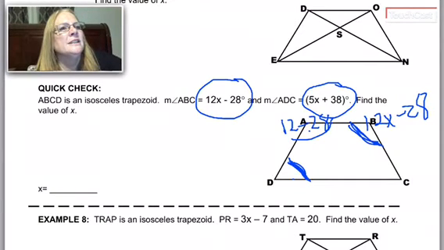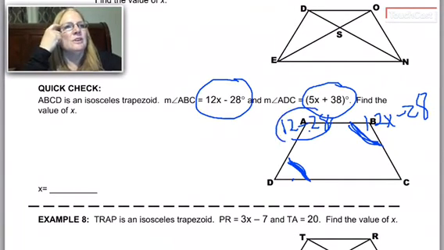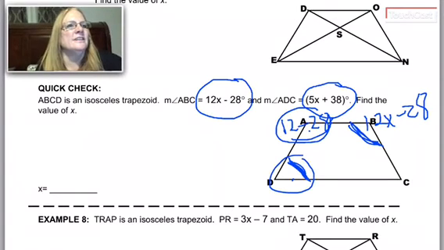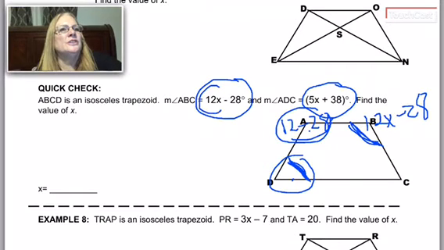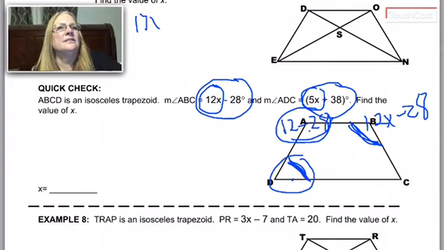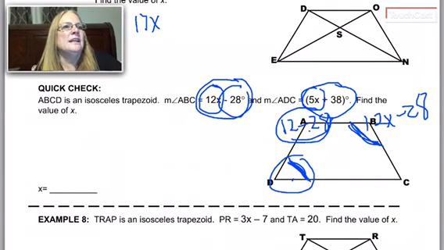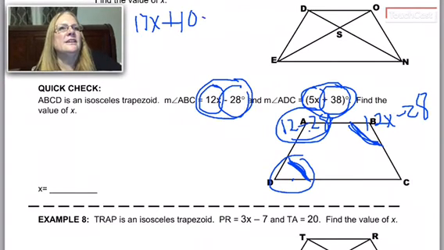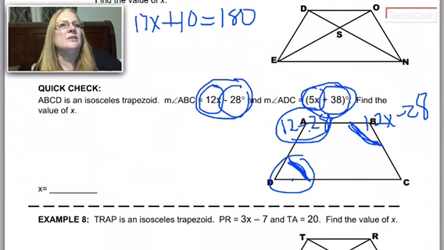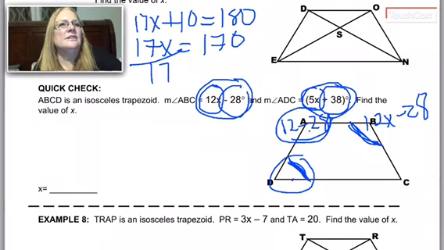And an upper base and a lower base are supplemental. So I know that I'm going to add this to this and set it equal to 180. So just to save space, let's add 12x and 5x, and we get 17x. And add negative 28 and a positive 38, that's going to be plus 10, and that's equal to 180. So if we subtract 10, 17x equals 170, so x will be equal to 10.